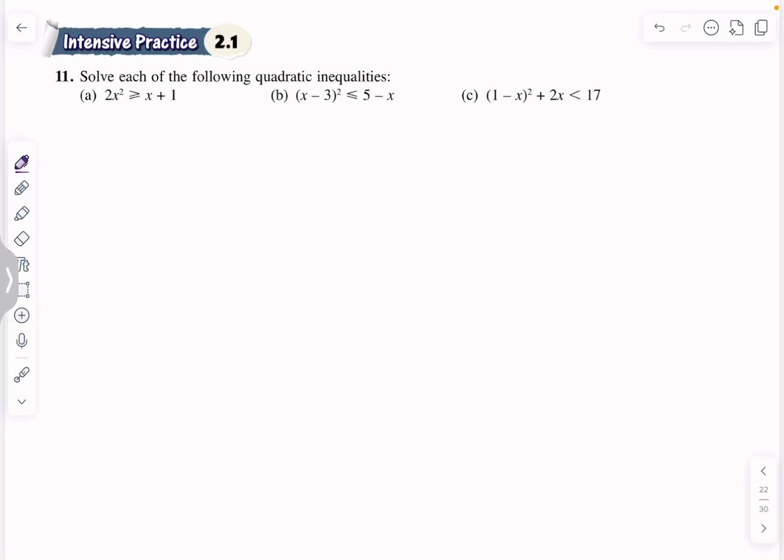Question 11. Solve the following quadratic inequalities. Okay, let's look at A. So first we have to bring everything to one side. 2x squared minus x minus 1 more than 0. Then we try to factorize.